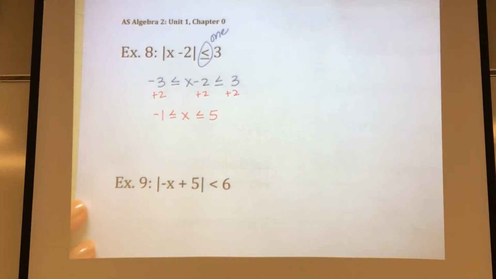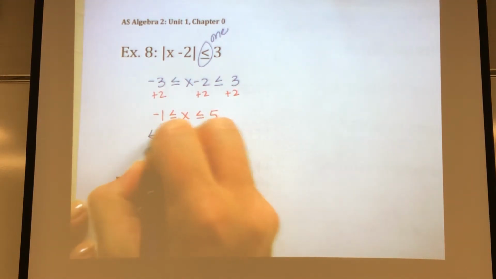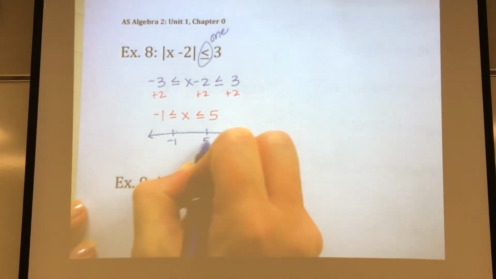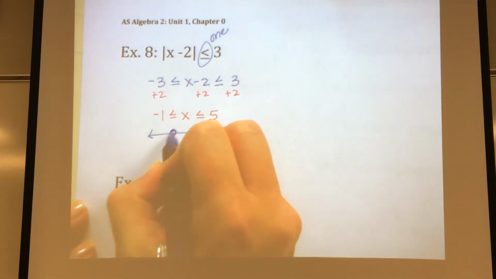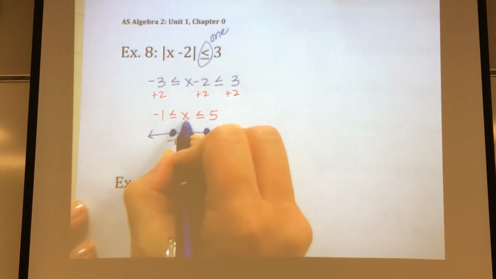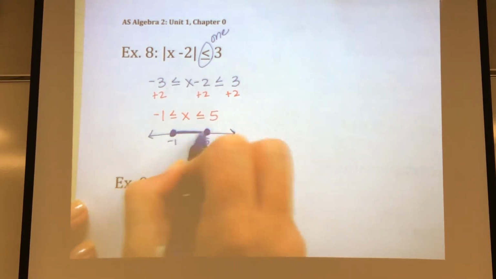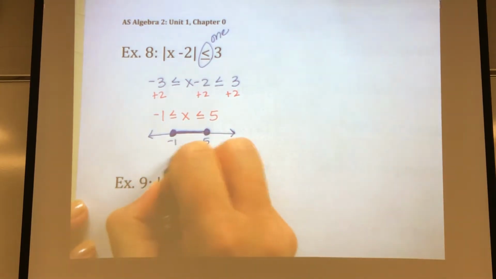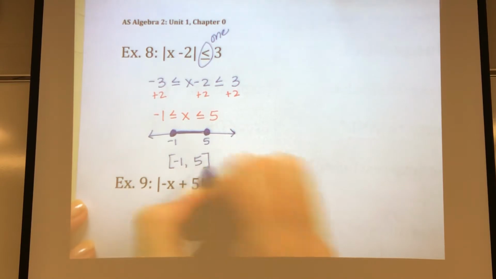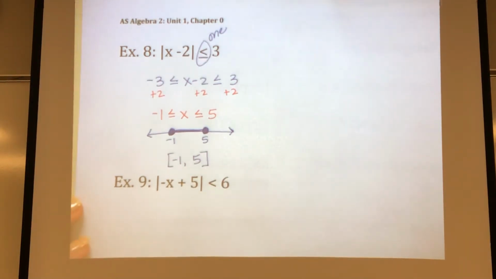So then we're going to graph that. Notice it's all in one inequality. Both the negative 1 and the 5 are going to be closed circles because there's an equal to, and x is between those two numbers, so we shade in between. Interval notation, we use a bracket when it's a closed circle. So negative 1 to 5 with a bracket.